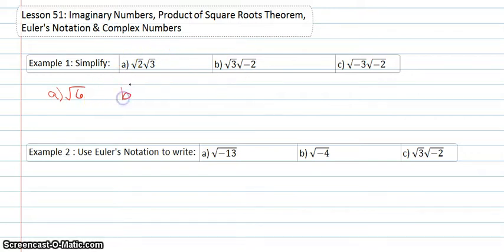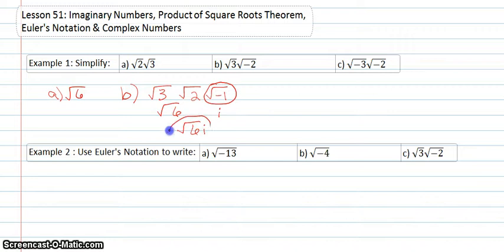Then on B, it's actually the square root of negative 2. And what we do with that is split it up. So the square root of 3 right now would stay the same. And then that is the square root of 2 times the square root of negative 1. And this square root of negative 1 is what i stands for, or represents. Then I would simply multiply the square root of 3 and square root of 2 just like I did in A, and we'll have the square root of 6 i. And that would be our answer on B.